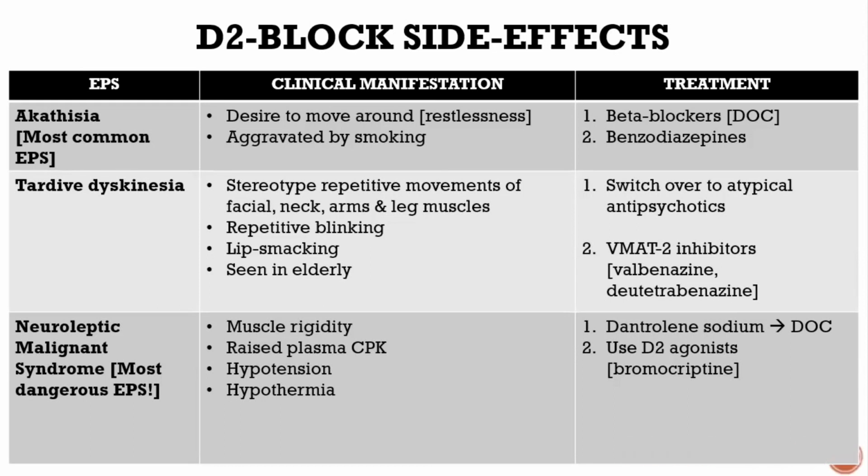And if that person is a smoker, a chain smoker or a person who smokes a lot of cigarettes or packs in a particular day, in that condition this restlessness can get aggravated. So in that condition, the treatment is beta blockers. We usually give propranolol, that is a drug of choice. It is a lipophilic beta blocker, so it can cross the blood-brain barrier also. And we can give benzodiazepines.